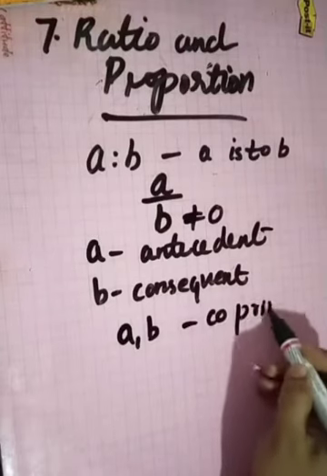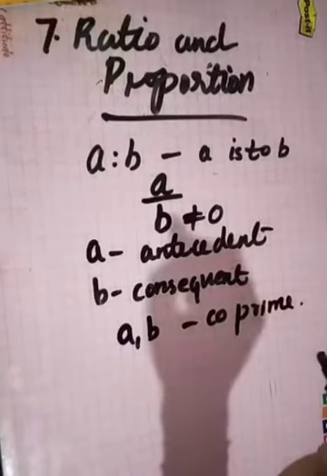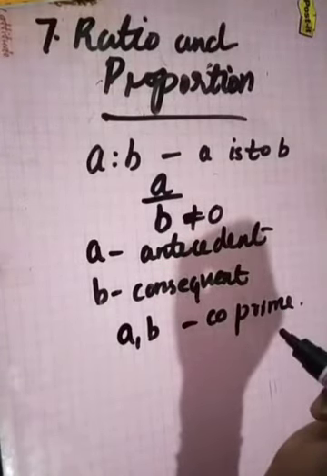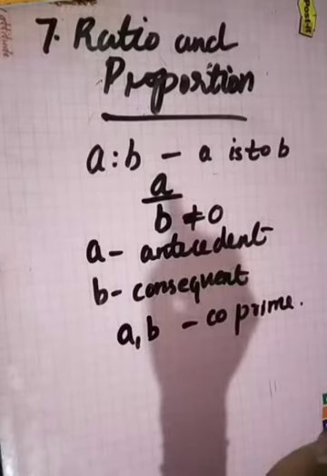What do we mean by co-prime numbers? Yes, numbers having the HCF 1. That means the common factor for A and B must be 1. No other numbers are possible. So a ratio must always be expressed in its lowest terms. Both the terms of the ratio must be co-prime.